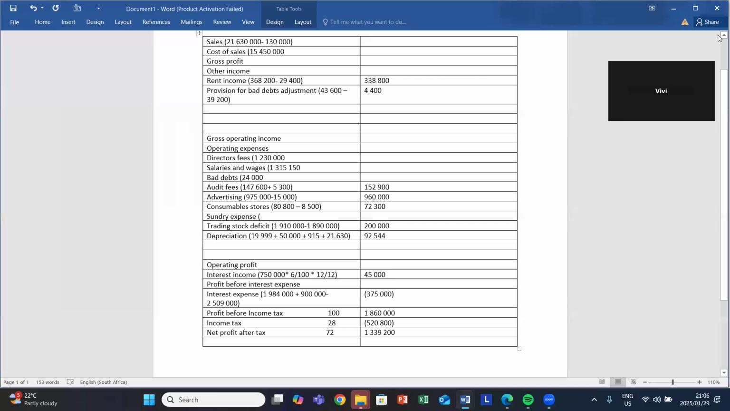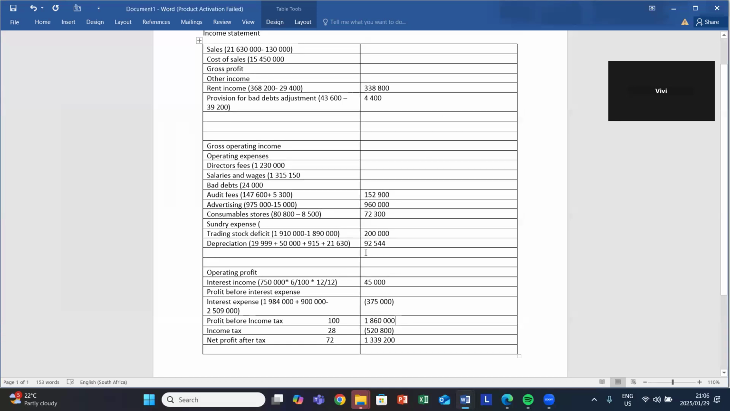And then at this stage, we can calculate our profit before interest expense by starting from the bottom, going upward. When we start from the bottom going upward, we do vice versa of what you normally do. Therefore, we'll say 1,860,000 rand. Are we going to minus that 375 or are we going to add it?